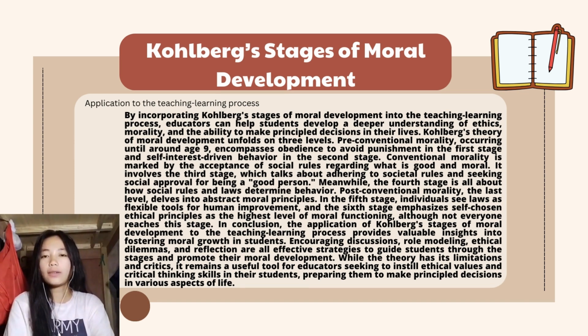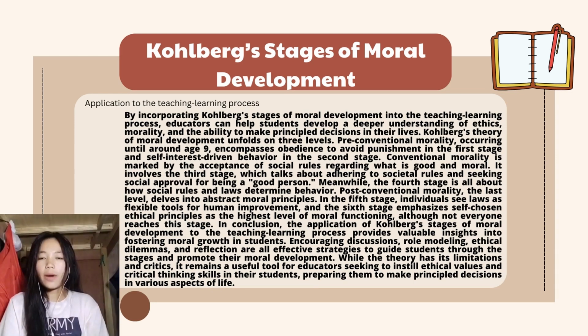Pre-conventional morality, occurring until around age 9, encompasses obedience to avoid punishment in the first stage and self-interest-driven behavior in the second stage. Conventional morality is marked by the acceptance of social rules regarding what is good and moral. It involves the third stage, which talks about adhering to societal rules and seeking social approval for being a good person. Meanwhile, the fourth stage is all about how social rules and laws determine behavior.